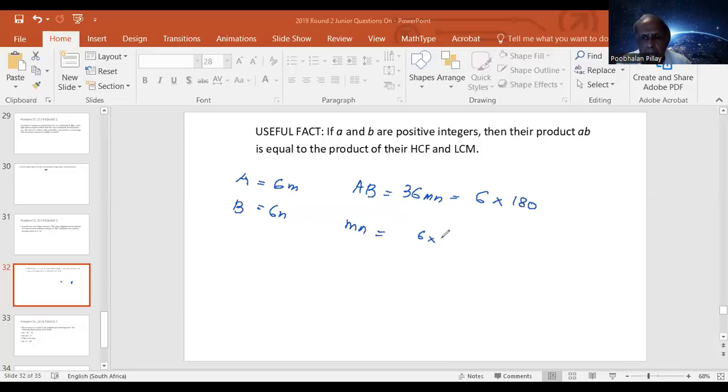It is 6 times 180 over 36. Okay, and we don't need calculators to solve this problem. 6 goes into 36, 6 times, and 6 goes into 180, 30 times. So the answer is 30. You don't have to multiply them and divide, just using fractions and cancelling, you can solve it. So m times n is 30.